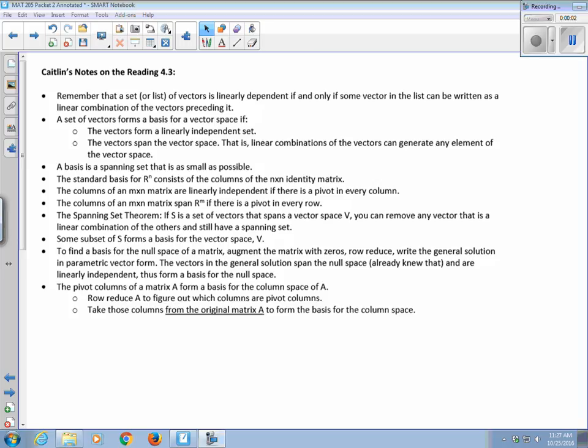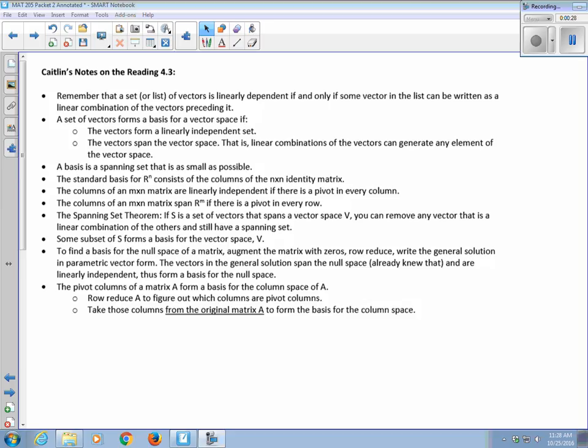Okay, so here's some notes on the reading. We're going to talk about basis, the basis of a set. So I just wanted to remind you that for linear dependence, there was a theorem that said a set of vectors is linearly dependent if and only if some vector in the list can be written as a linear combination of the vectors preceding it.